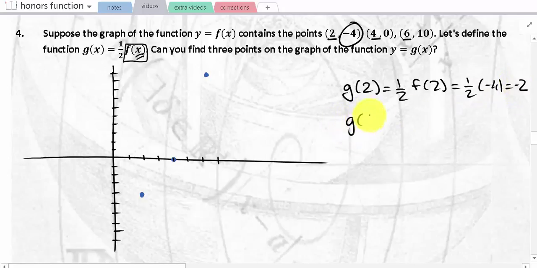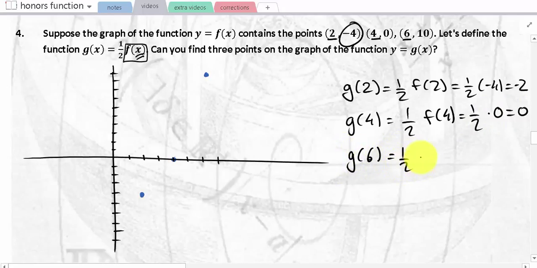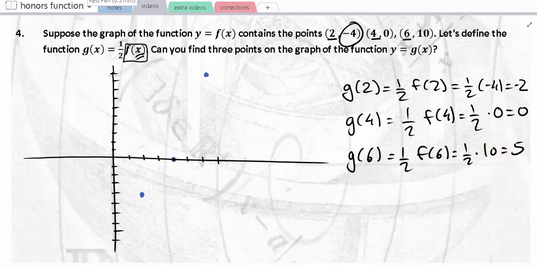What is g of 4? g of 4 is 1/2 of f of 4. f of 4 is 0, 1/2 of 0 is 0. And finally, what is g of 6? 1/2 of f of 6. f of 6 is 10, 1/2 of 10 is 5. Let's plot these points. We have the points (2, -2), the points (4, 0), still on top of this one, and the points (6, 5), right here.